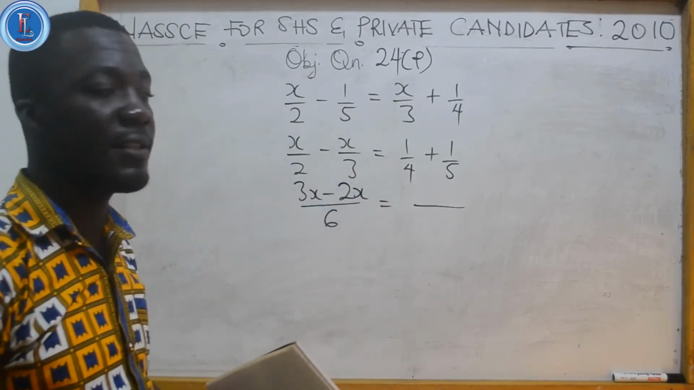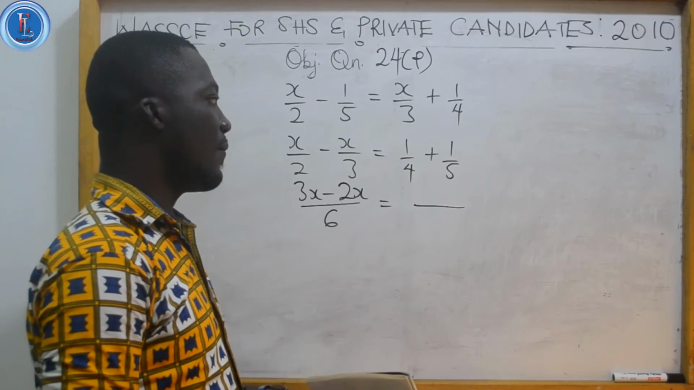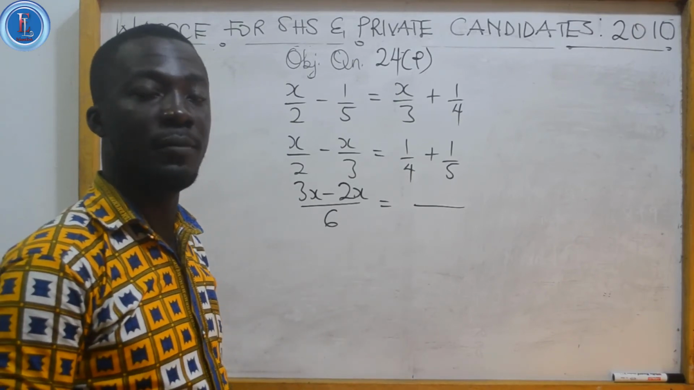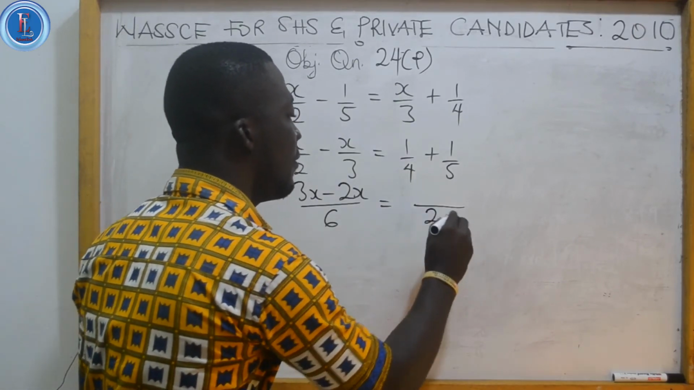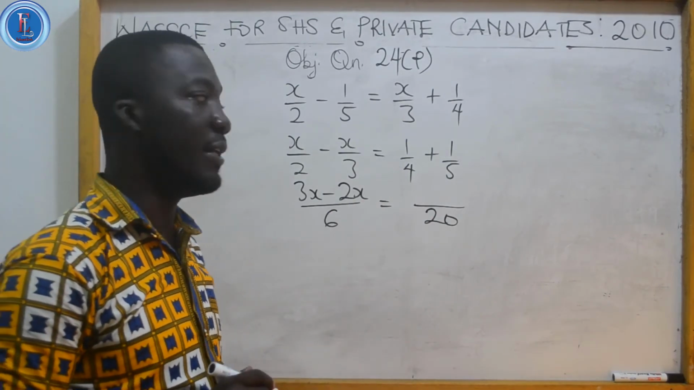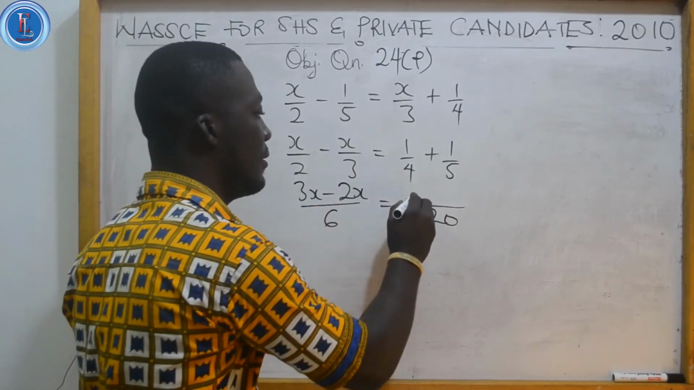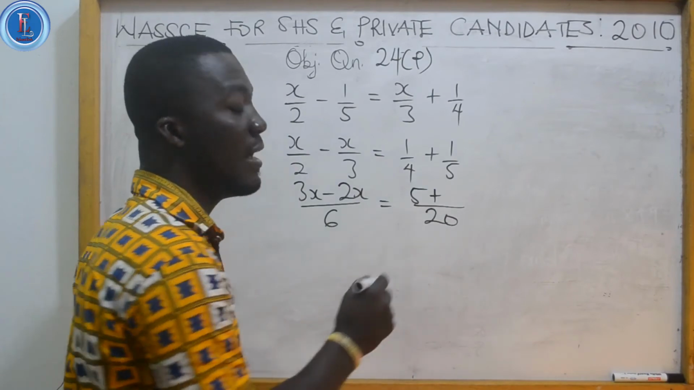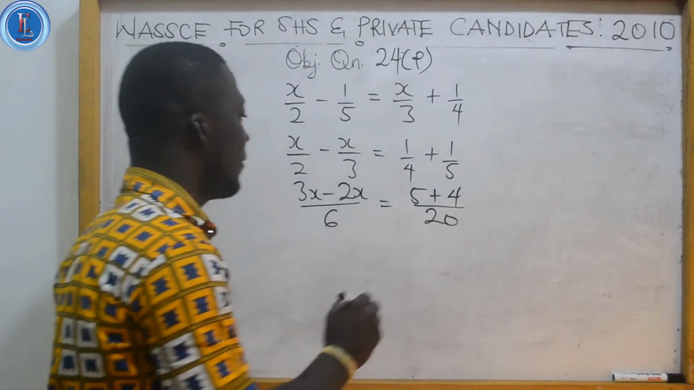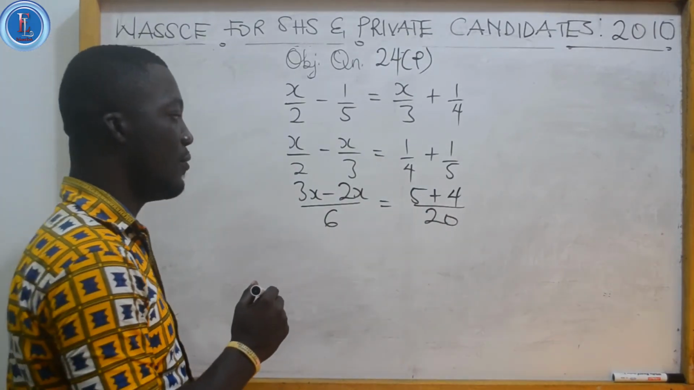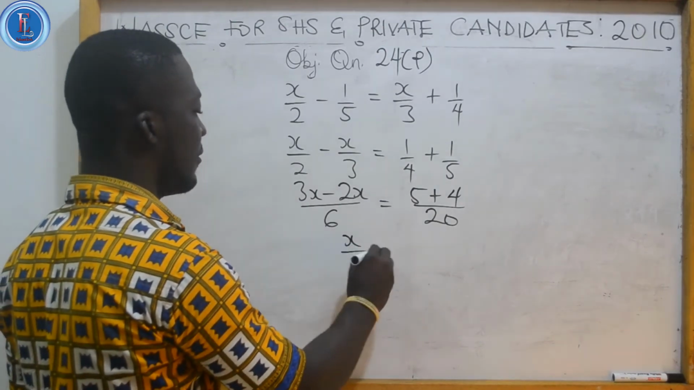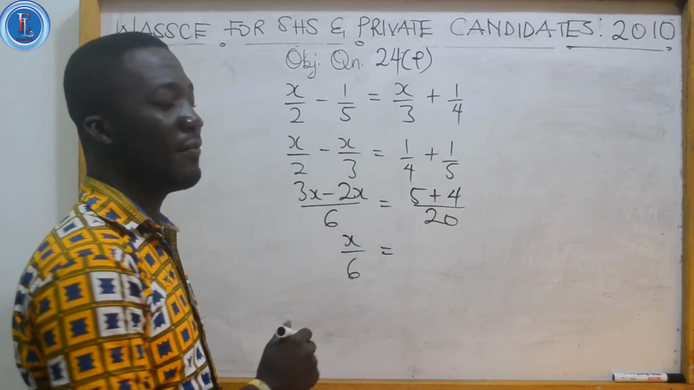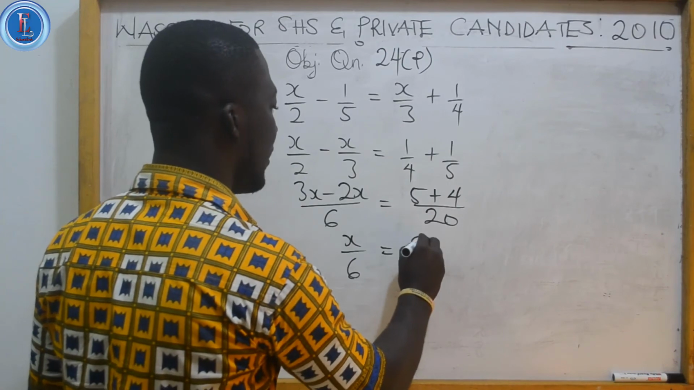Now to the right hand side. 4 and 5, the least common denominator is 20. 4 goes into 20, 5, multiplied by 1 is the same 5. Plus 5 into 20, 4. Then 3x minus 2x, we're going to get x divided by 6 is equal to 5 plus 4 is 9 divided by 20.